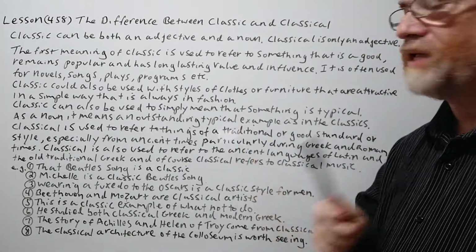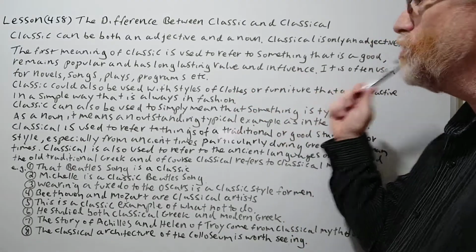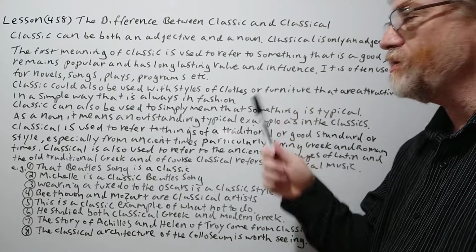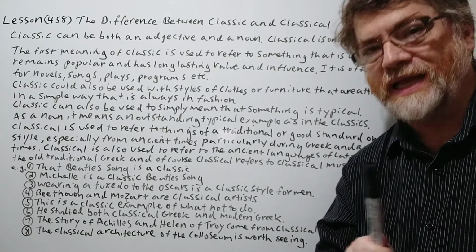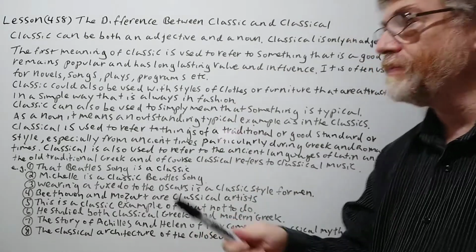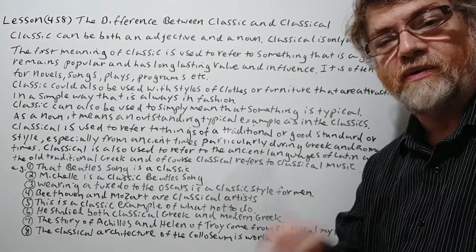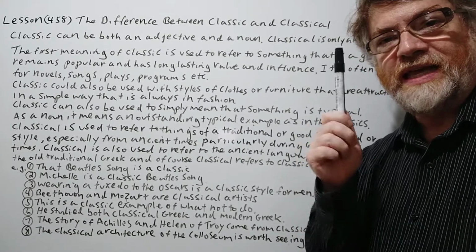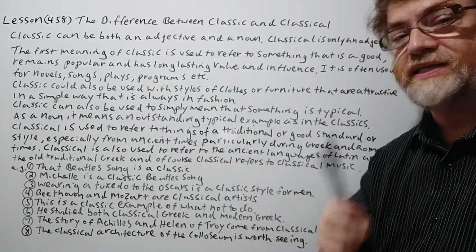Okay, the first meaning of classic is used to refer to something that is a good example of something, or something that remains popular and has long-lasting value and influence. This is one of the most common and main ways to use the word classic. It is often used with novels, like a classic novel, song, play, TV programs or whatever. So we always say something is classic. So a really good example of it that lasts, has long-lasting value. It is classic in that sense.